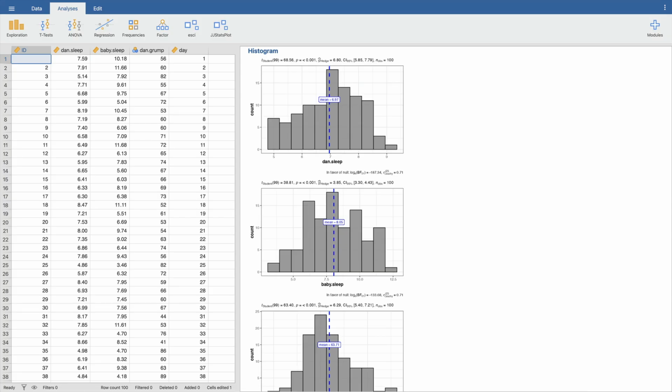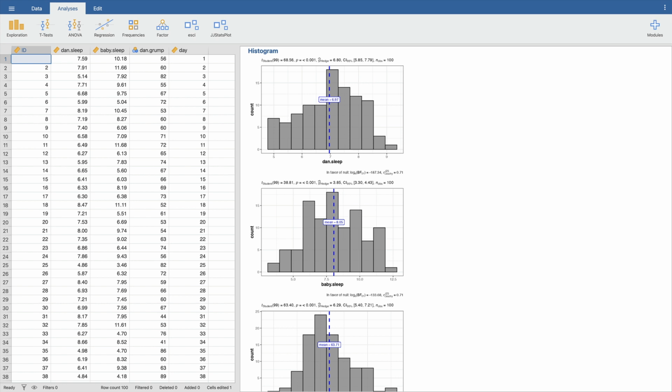All right, so I'm in Jamovi, and I've opened up a file that comes from Navarro and Foxcroft's book on learning statistics with Jamovi. In this particular dataset, we have Dan's sleep and Dan's grumpiness for each day, and you can see in the far column it says day 1, 2, 3, 4, 5. So these are all the different observations for different days of Dan's sleep and Dan's grumpiness. And then you can see how much Dan's newborn baby was sleeping that day. So how much sleep did they get in total?